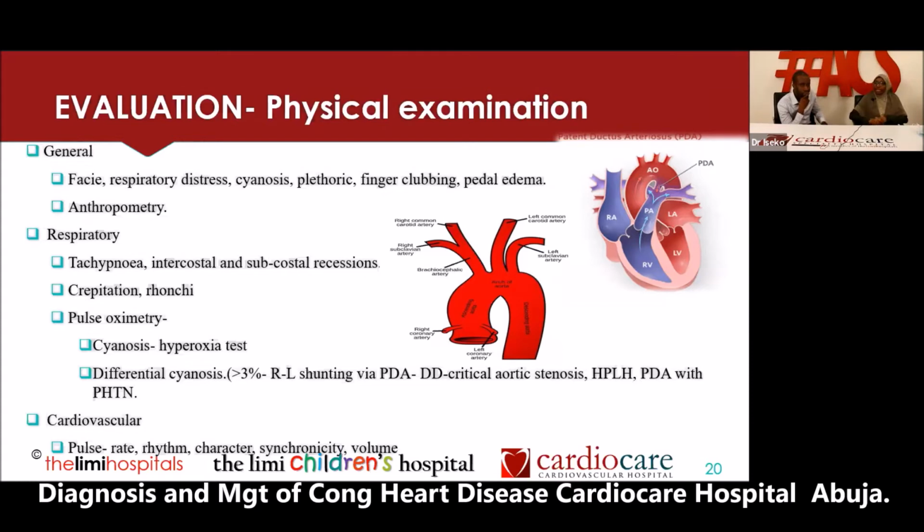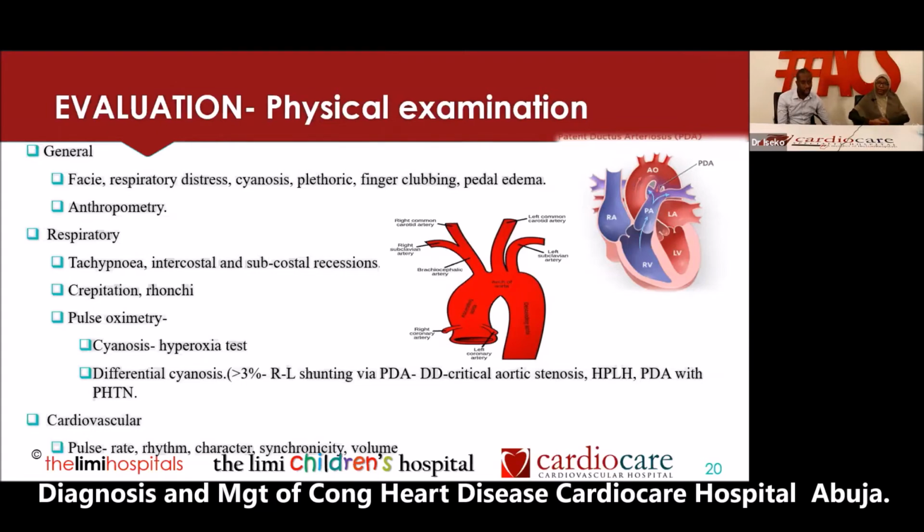And then pedal edema, not typically seen in young infants, but when you do see it, even in older children, it's more of a right-sided heart failure, or a child who has a biventricular failure. Yes, and then the anthropometry is very important because we said poor weight gain is one of the things these children could present with. So you need to take the anthropometry to objectively say this child is small for age. And then we said there'll be features of respiratory distress, intercostal recessions, tachypnea, and by the time you listen, you might be able to pick crepitations, rhonchi, because of the pulmonary congestion.